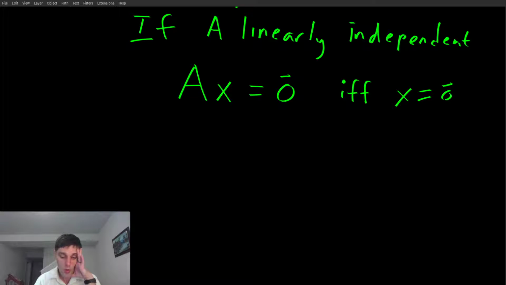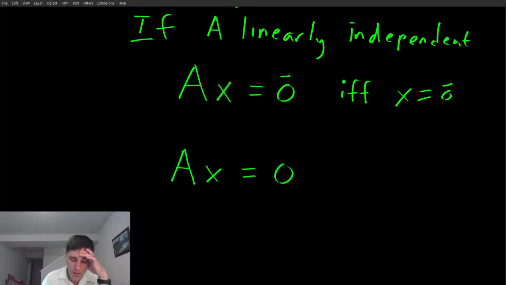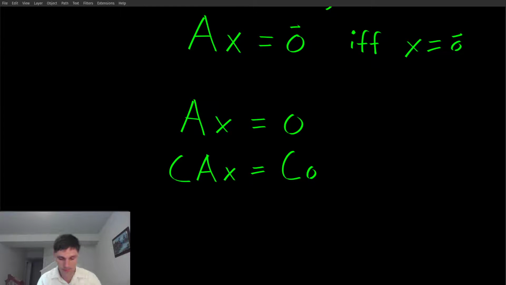And so if there's a left inverse, then we can do the same trick we just did. AX is equal to 0. We're going to multiply both sides by C. We're going to say CAX is equal to C0. Of course, C0 is still just the 0 vector, and CA is the identity matrix, so X is equal to 0, right?